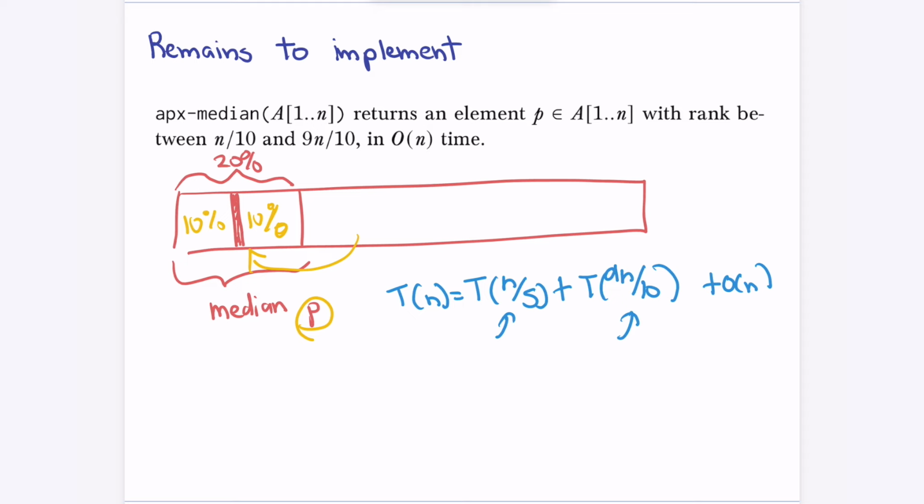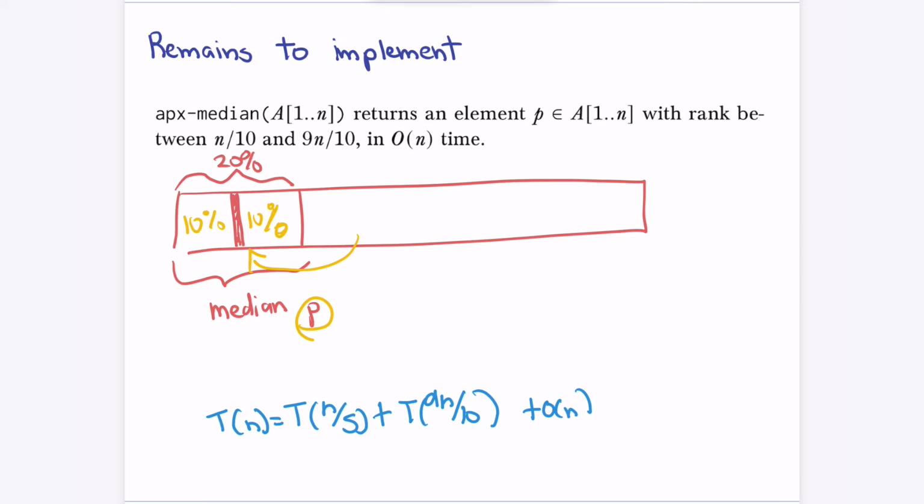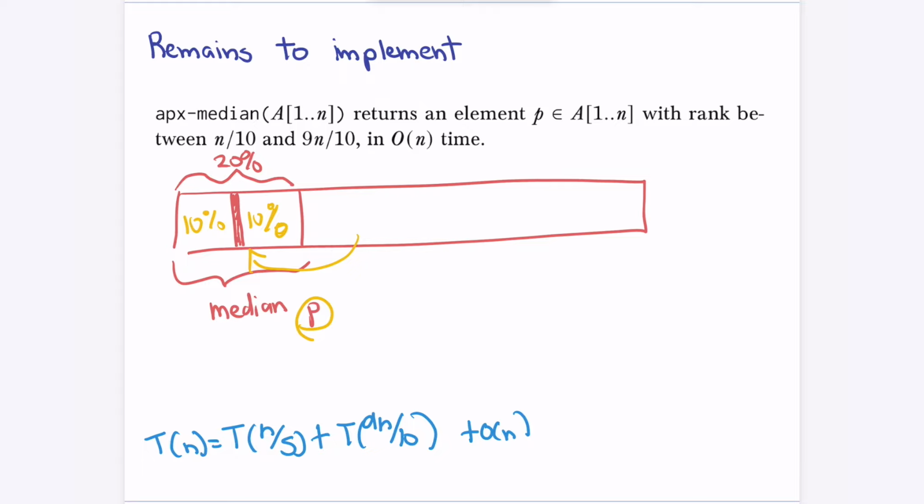All right, so let's solve this recurrence tree. Let me put this on the side. Okay, so originally, you have a root with size n, and then you're going to branch out into one problem of size n over 5 and one problem of size 9n over 10. Okay, and that's going to branch out further into n over 25, and then this will be 9 over 50.